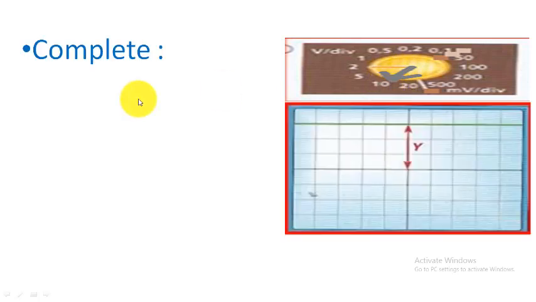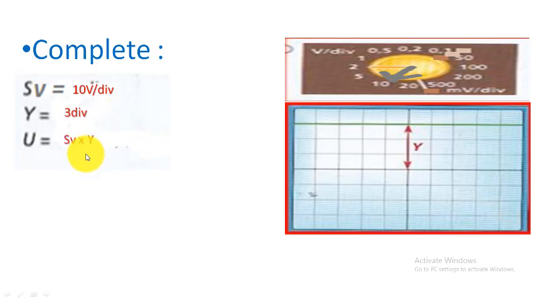Here we have another application. This is the SV button adjusted on number 10. So, SV is equal to 10 volt per division. This is Y, it is equal to 1, 2, 3 divisions. Then we get U equals SV times Y. 10 times 3 is equal to 30 volt.